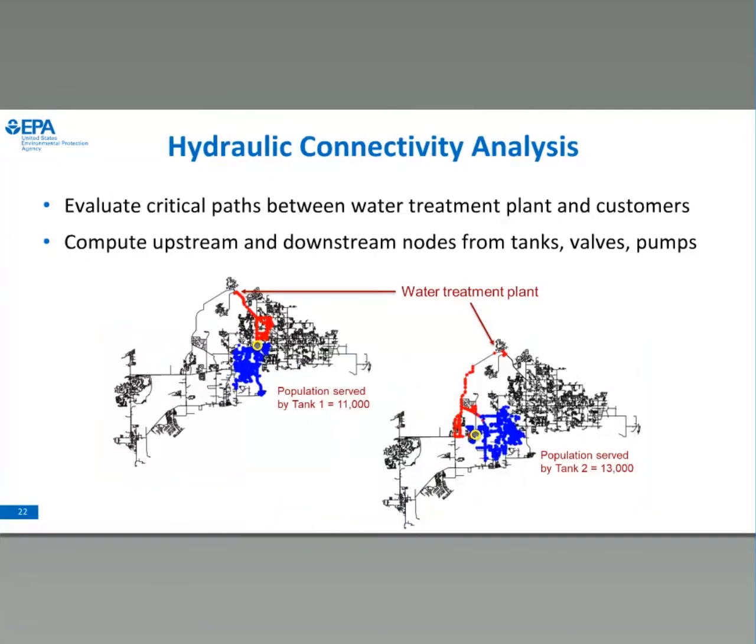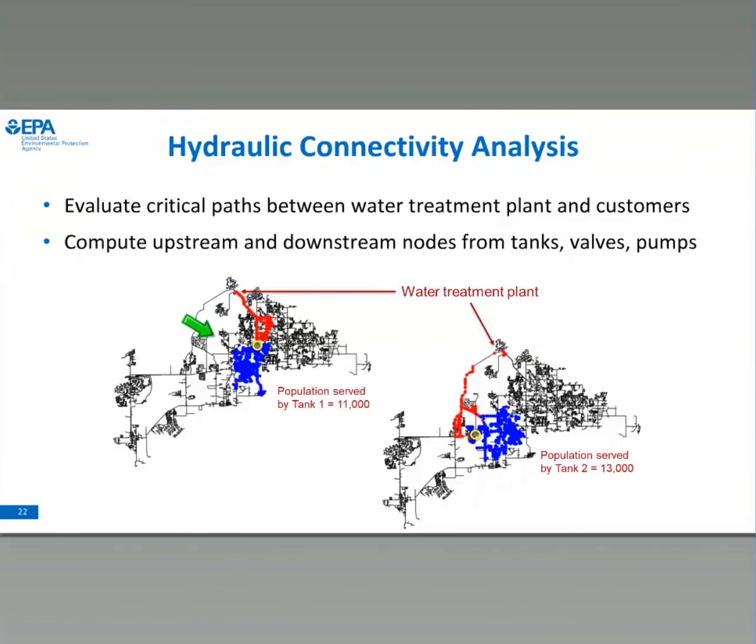So the first is the hydraulic connectivity, and this is where we basically start to get a better understanding of how the system operates. We're able to evaluate the critical path between a water treatment plant and its customers. Then we're able to compute the upstream and downstream locations from tanks, valves, or pumps that might be of interest to the drinking water utility itself.